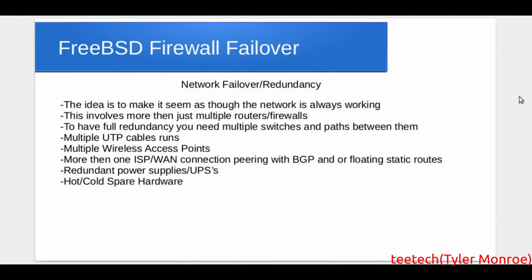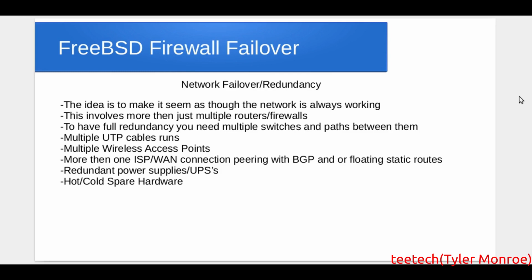On today's episode, we're discussing FreeBSD firewall failover. So this is otherwise network failover and/or redundancy. Now, network redundancy as a whole, we'll go through that first. So the idea is to make it seem as though the network is always working. So when something fails, our clients should not notice anything and we shouldn't get any calls, ideally. And they shouldn't lose any productivity, okay?